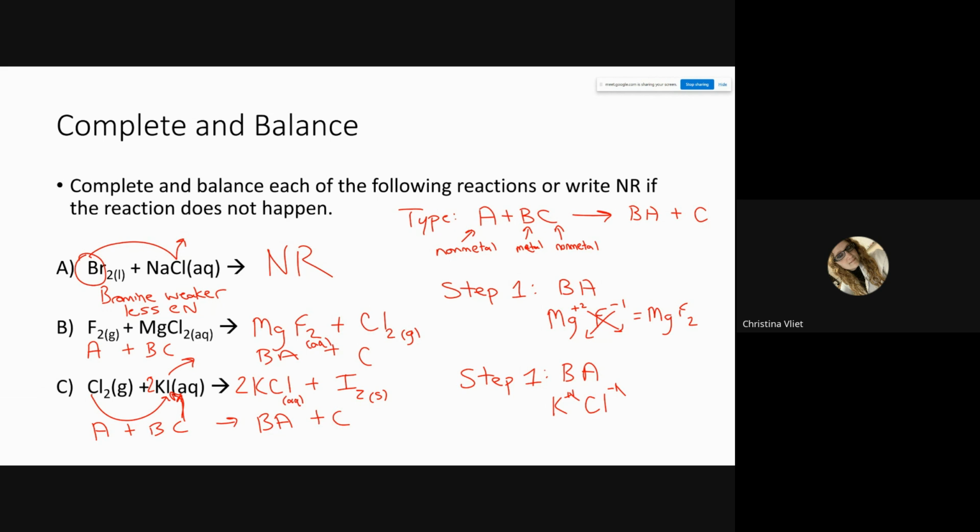Remember to check first to see that there is a reaction. If there is not, just write NR.